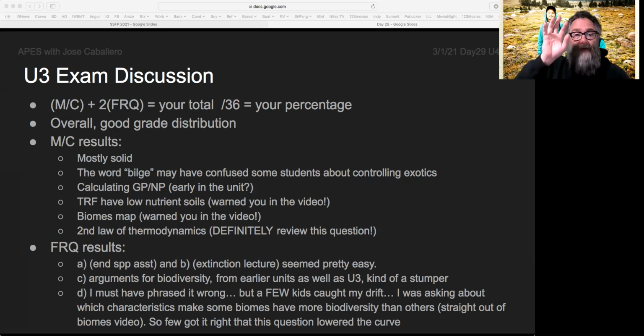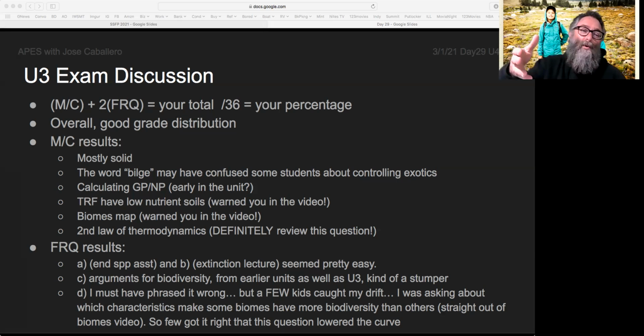And the fact that Russia has a whole bunch of conifer forest, and that the colonial part of the United States, the Northeast, has a whole bunch of deciduous forest. That biome mapping seemed to be tricky for students. Also, the second law of thermodynamics, I'll warn you that I've seen this question stump students throughout the year.